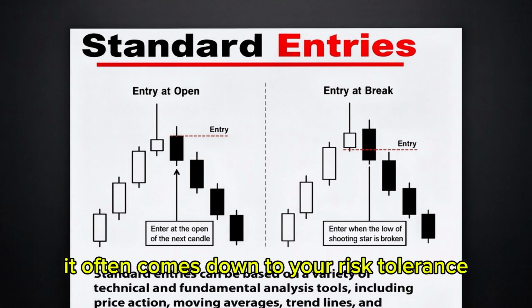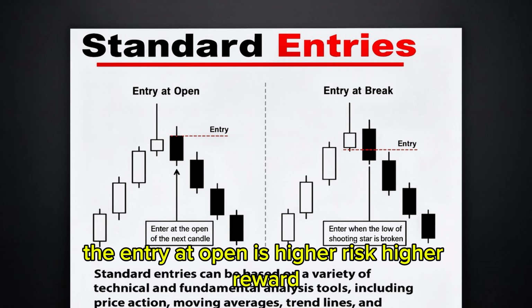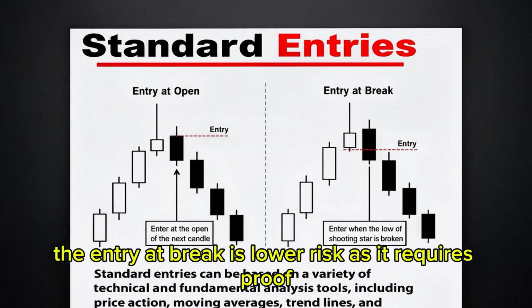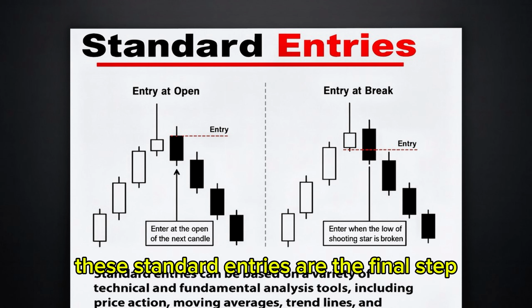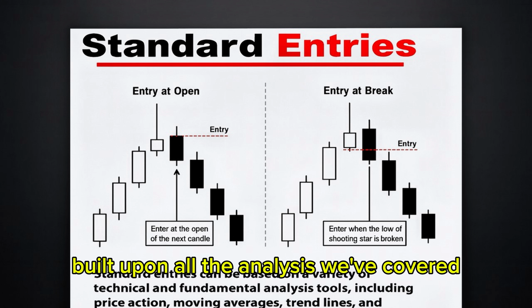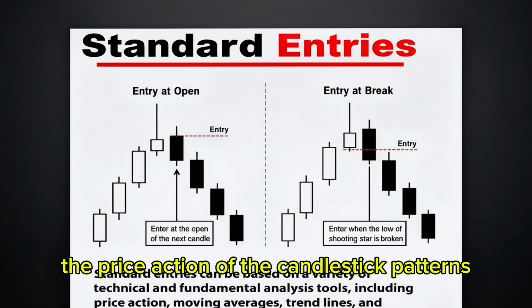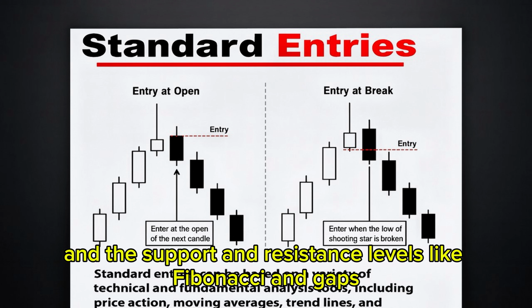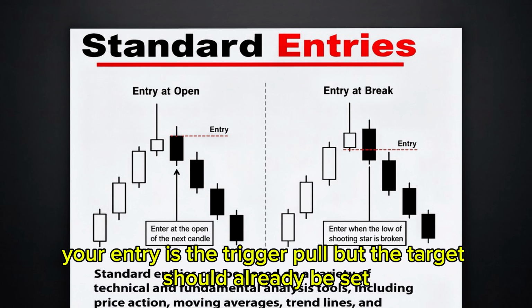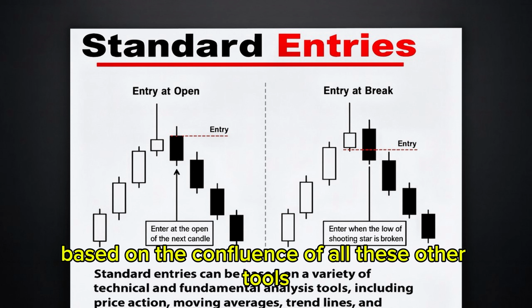It often comes down to your risk tolerance. The entry at open is higher risk, higher reward. The entry at break is lower risk, as it requires proof and is generally more reliable. As the note suggests, these standard entries are the final step, built upon all the analysis we've covered: the price action of the candlestick patterns, the trend lines of the overall move, and the support and resistance levels like Fibonacci and gaps. Your entry is the trigger pull, but the target should already be set based on the confluence of all these other tools.